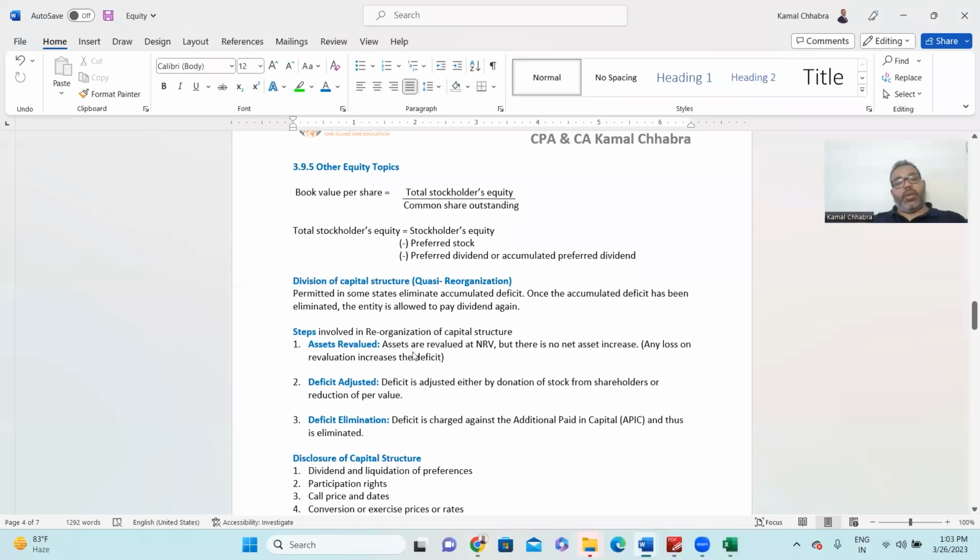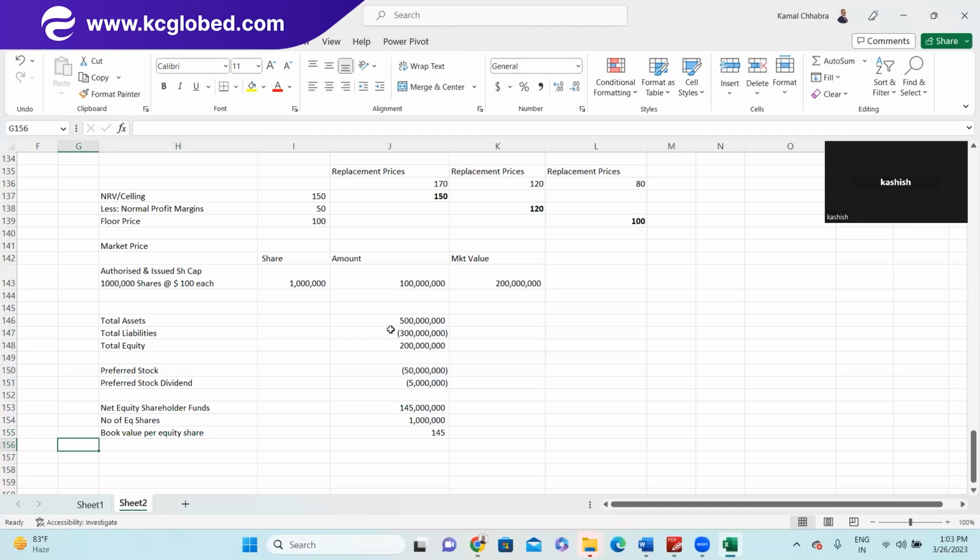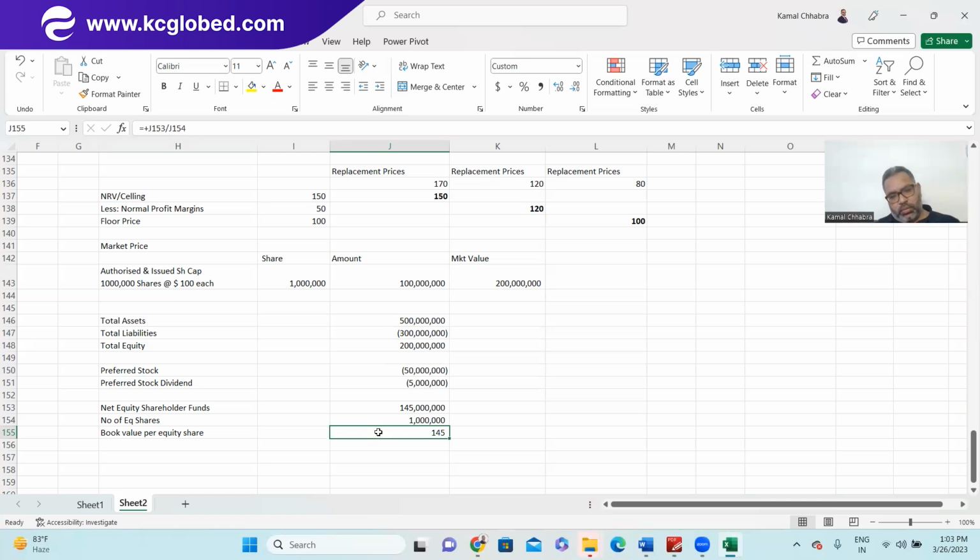Sir, here also we have taken the book value at the end, taking 145, like net equity shareholder fund, as we did last time. Yes. Yeah, equity comes always in last. When everything is paid off, then only whatever amount remains is available for the equity shareholders.